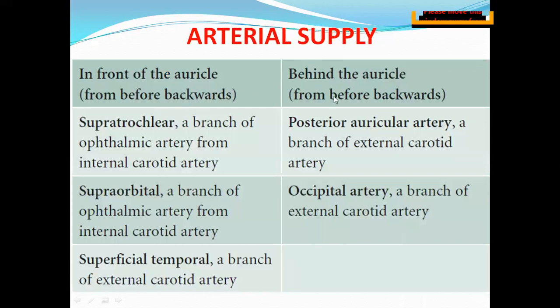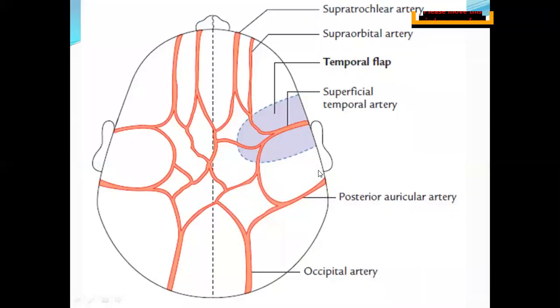So better you draw this picture and give the information like this. In front of the auricle, supratrochlear, branch of ophthalmic artery from internal carotid. Supraorbital also the same. Superficial temporal, branch of external carotid. Behind the pinna, posterior auricular, a branch of external carotid. And occipital artery, a branch of external carotid. Except for these two, all are the branches of external carotid artery.